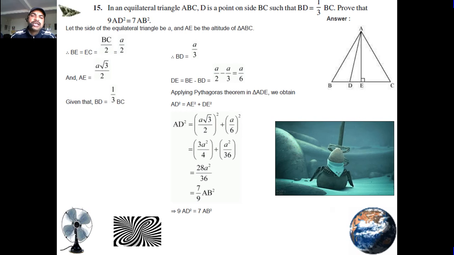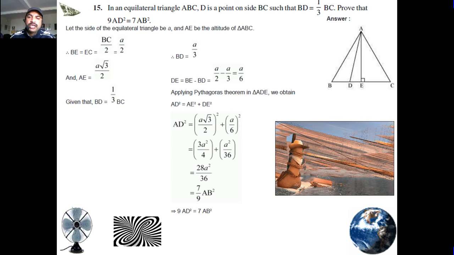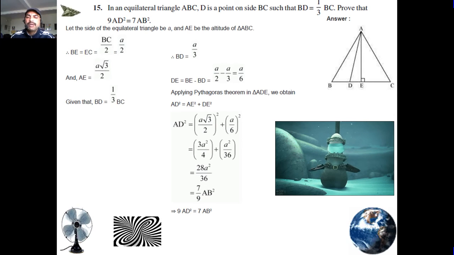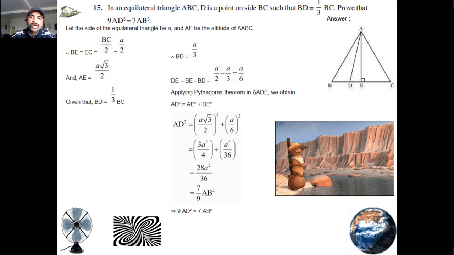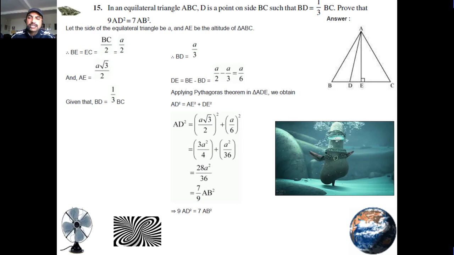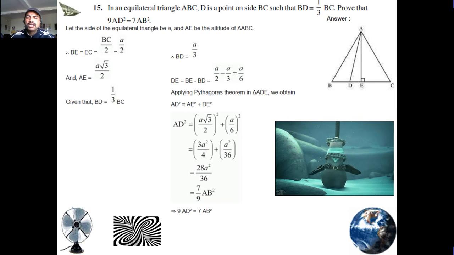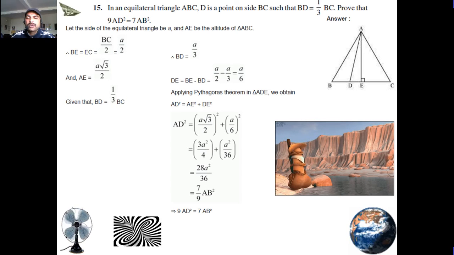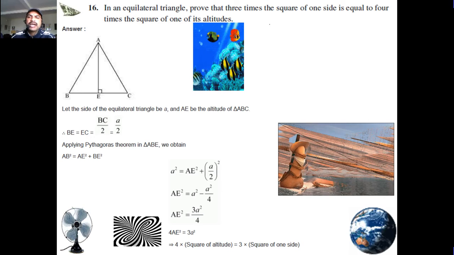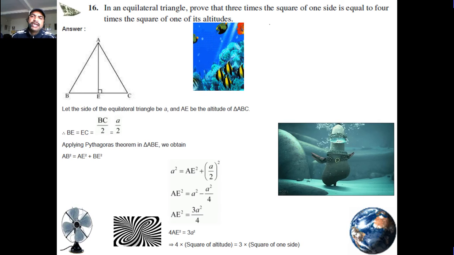Applying Pythagoras theorem in ADE, we obtain AD square is equal to AE square plus DE square. AD square is equal to (a root 3 by 2) whole square plus (a upon 6) whole square. 3a square upon 4 plus a square upon 36. 28a square upon 36. 7 upon 9 AB square. So 9AD square is equal to 7AB square. Now students, here is the 16th question.